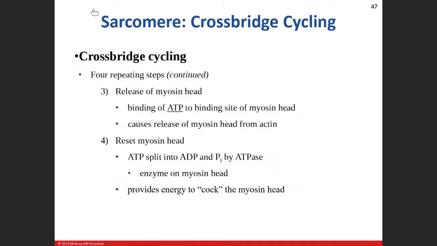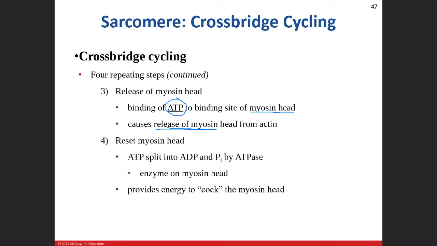In the third step, we're now going to see ATP attach itself back onto the myosin head. When that happens, we see a release of the myosin head from the actin. A lot of folks will think that the ATP actually causes the power stroke. No, the ATP, when it binds onto the myosin head, causes the myosin head to pop off, or release itself, from the actin.